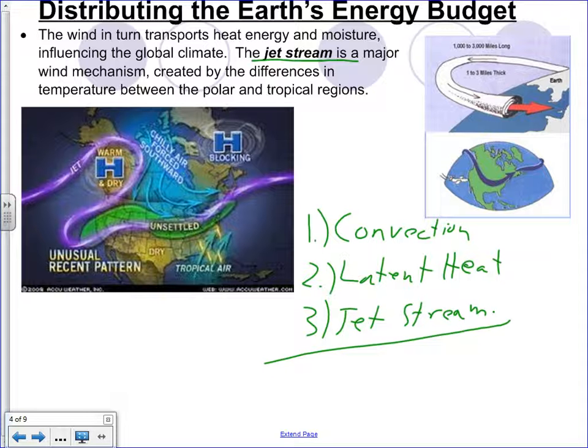Now, that would actually be bad because then a lot of places would be ridiculously hot and dry, and other places would be ridiculously cold. Some places would always be wet, and you would never get any change. The jet stream is what causes changes in the weather.